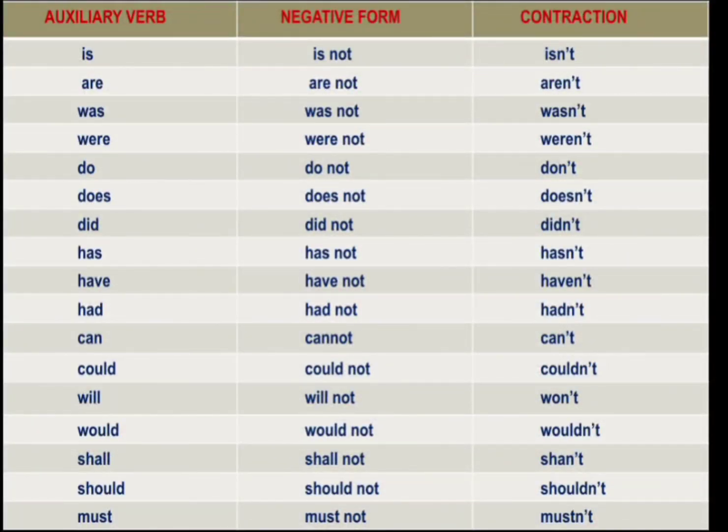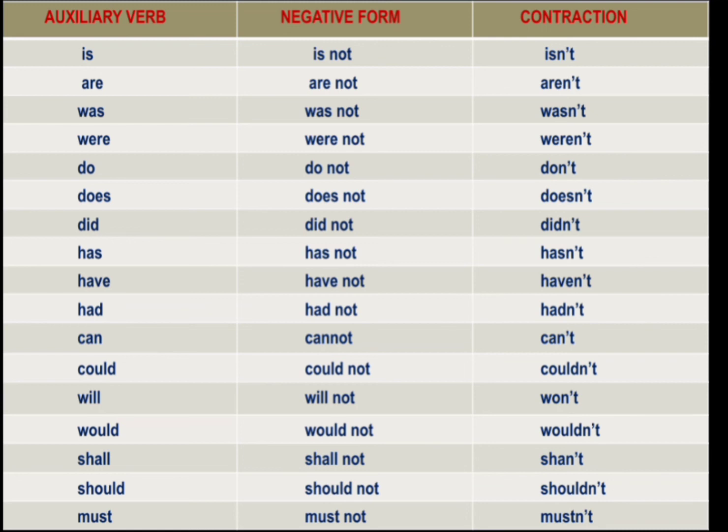Next we have a big table over here and we have 3 columns. The auxiliary verbs, the negative form of these auxiliary verbs, and the contractions. Contraction means the short forms. If is the auxiliary verb, the negative form is not and the contraction is isn't. For are, it is are not and aren't. For was, it is was not and wasn't. For were, it is were not and weren't.